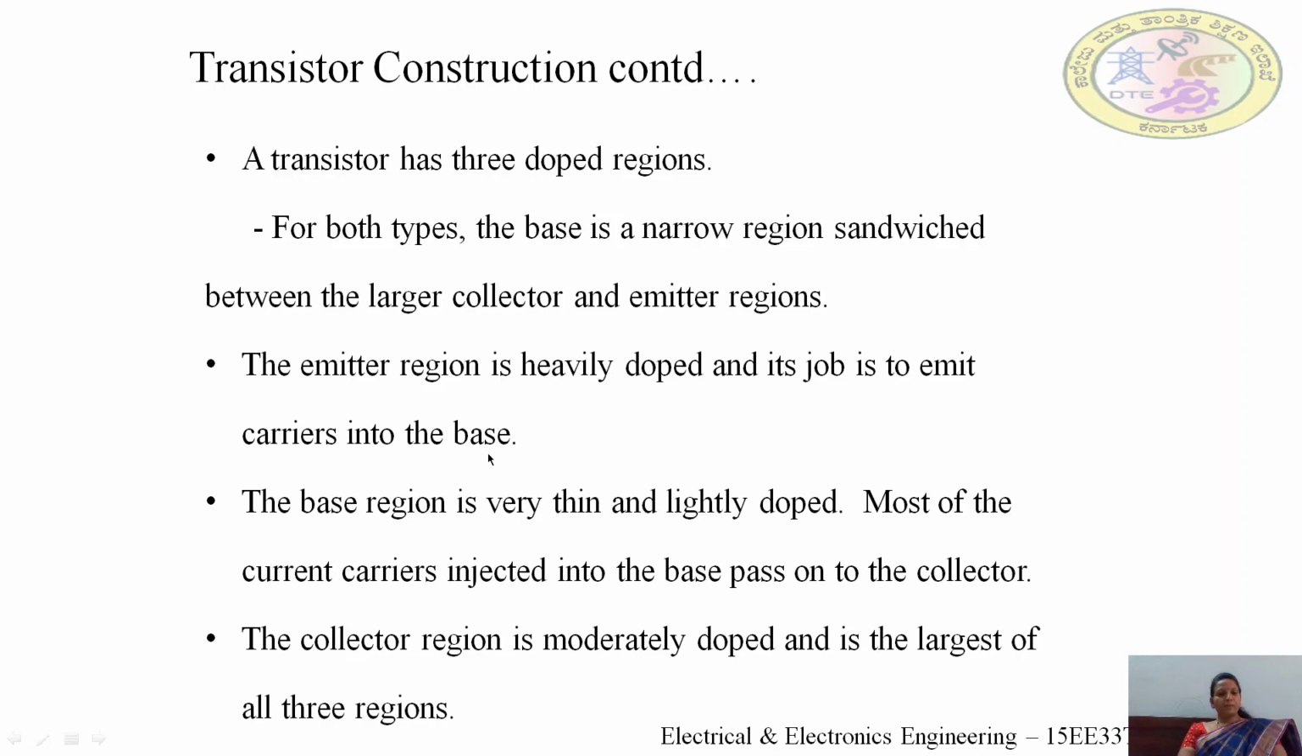If it is a PNP transistor, the majority charge carriers emitted are holes. If it is an NPN transistor, the majority charge carriers emitted are electrons. The base region is very thin and lightly doped. Most of the current carriers injected into the base are passed on to the collector. The collector region, which is moderately doped, is the largest of all three regions and collects these majority charge carriers.